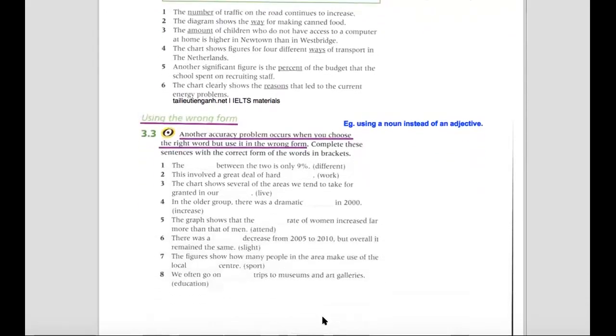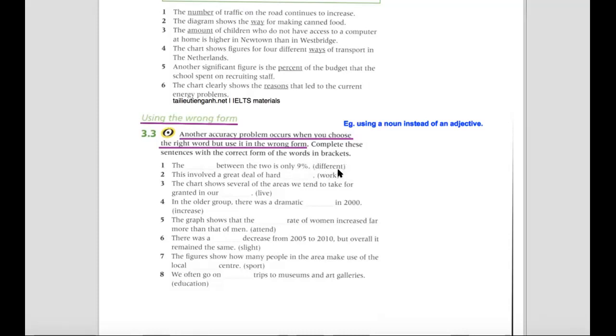Another mistake that we can make that you need to check for is using the correct form. This is, for example, when you use a noun instead of an adjective, or an adjective instead of a noun, or a verb instead of a noun, and so on. For example, let's look at this sentence: the different between the two is only 9%.